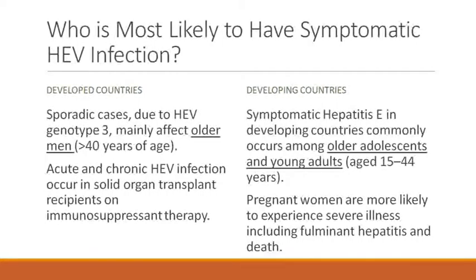In developed countries, sporadic cases due to hepatitis E virus genotype 3 mainly affect older men, 40 or even older than 50 years old. Acute and chronic hepatitis E virus infection occur in solid organ transplant recipients on immunosuppressive therapy. However, in developing countries, symptomatic hepatitis E is common in older adolescents or young adults between 15 to 44 years. Pregnant women are more likely to experience severe illness, including fulminant hepatitis and even death.